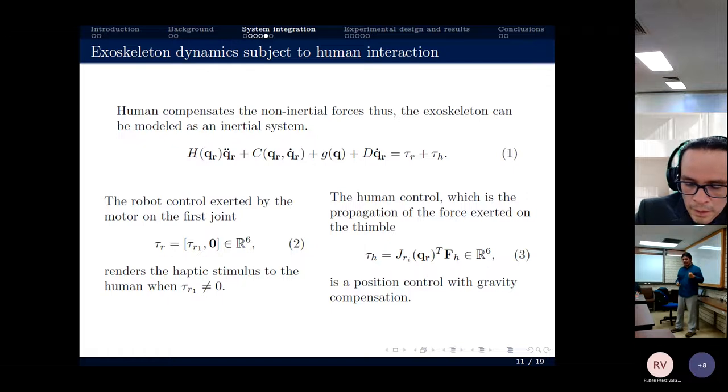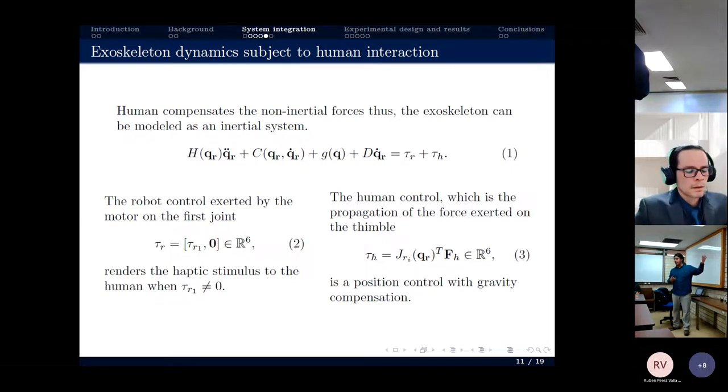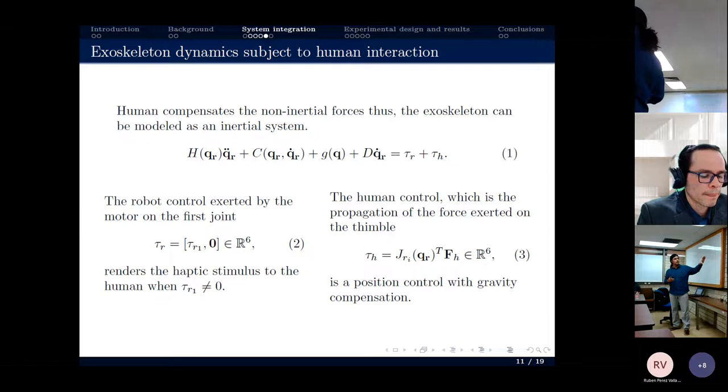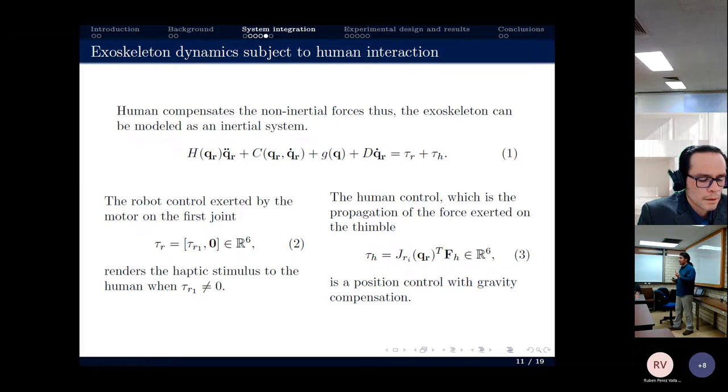You can see here equation one. The important part here is the left side of the equation. We have two torques there, a robot torque and a human torque. This is a cyber-physical control. The first component of this cyber-physical control is the robot torque, which is related to the haptic stimuli that can be provided by just one motor.